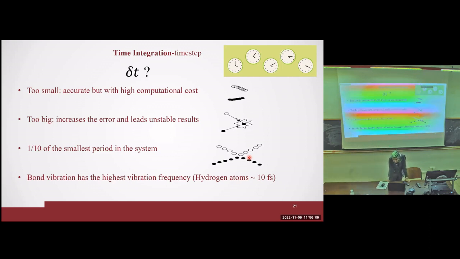Okay, so it should be 1/10 of the smallest period in the system, so that we do not lose any interactions. And the smallest period in the system, which is related to the highest frequency, is usually for the smallest and lightest atom, which is hydrogen. Its period is about 10 femtoseconds. So that is why the time step in molecular dynamics is usually 1 femtosecond. But we have a table, for example, for these kinds of atoms. However, if the temperature of the system increases, we have to decrease the time step because the system moves faster.